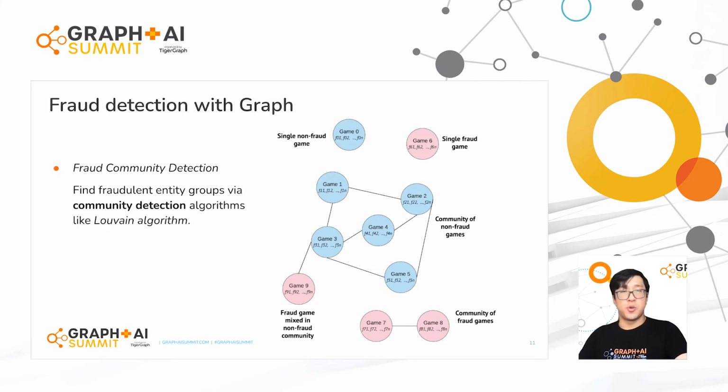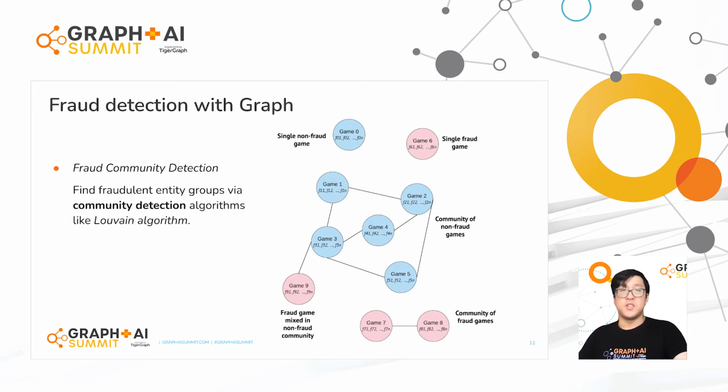Another approach we're using is fraud community detection. As we can see from the graph, fraud games and non-fraud games usually do not come alone. They come in a cluster or a community. Fraud games tend to be connected with fraud games, and non-fraud games tend to be connected with non-fraud games. There are exceptions as well, where in the central cluster, we can see a community of non-fraud games connected with a single fraud game, which is mixed in the innocent community. This is hard to detect.